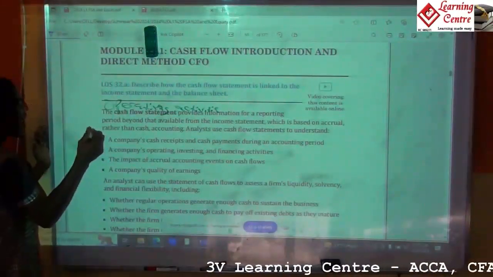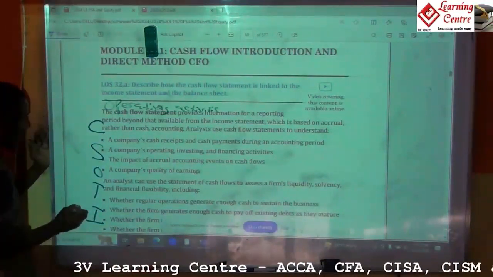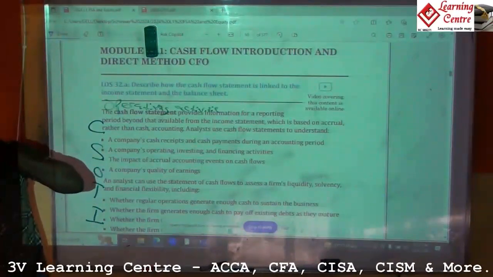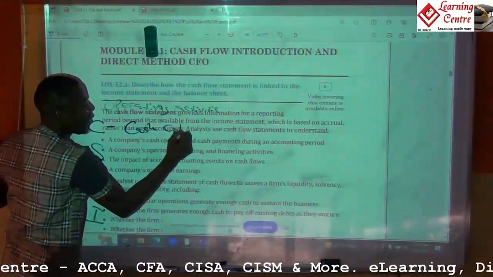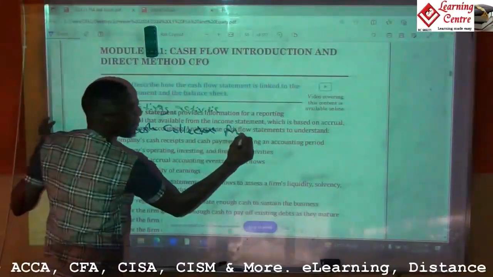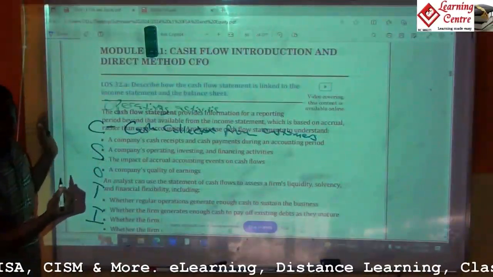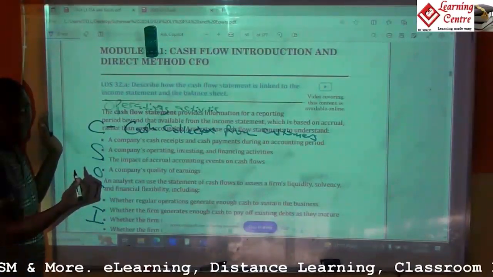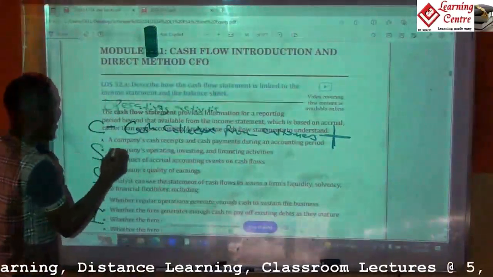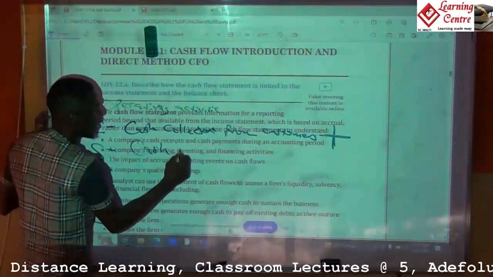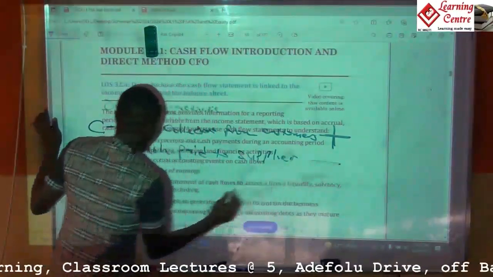So just remember C-S-T. C is what? Cash collected from customer. If you collect cash from customer, is that a negative or a positive? Because cash is coming in. The first thing you need to do is put the sign positive. Then you start doing the rest. Cash paid to supplier. Negative.